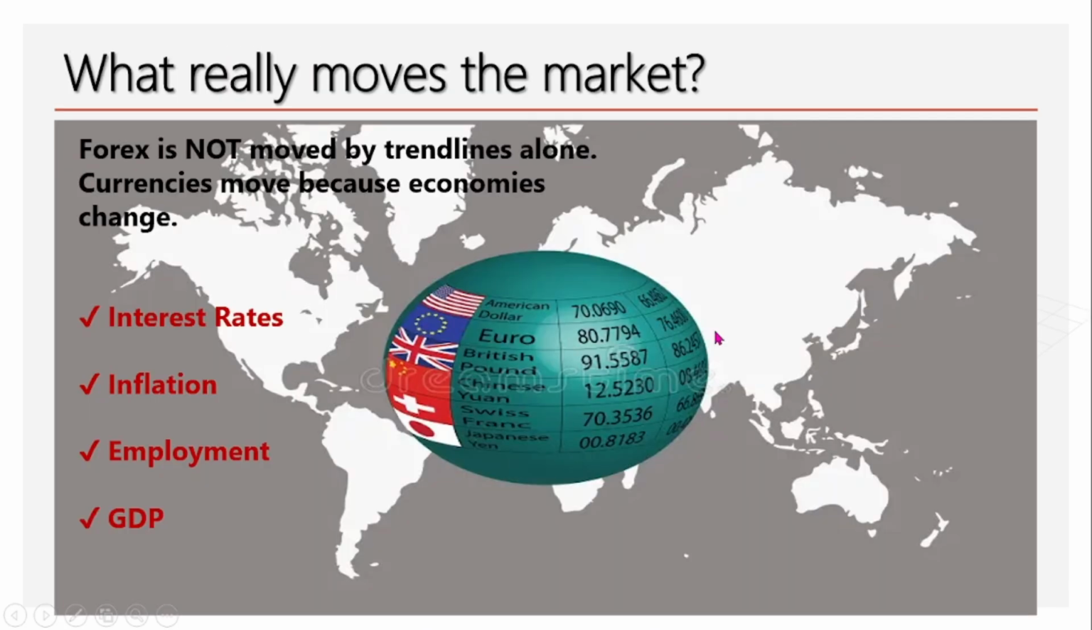Now, first of all, what really moves the market? You need to understand that forex is not moved by trend lines alone. Currencies move because economies change. Forex trading happens to be the largest financial market in the whole wide world because it has a daily trading volume of about $7 trillion. The reason is that it is moved by economies, and economies are the bedrock of a particular nation.